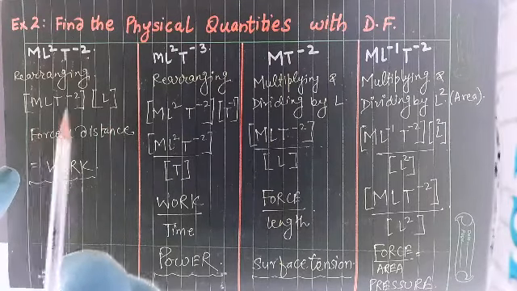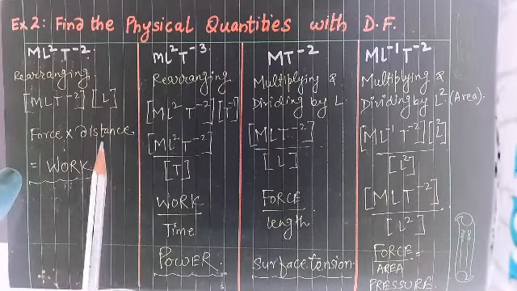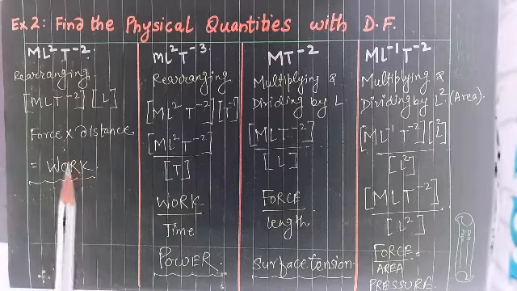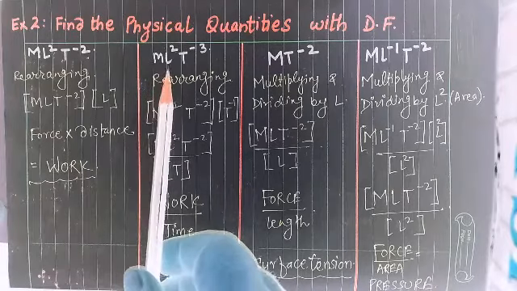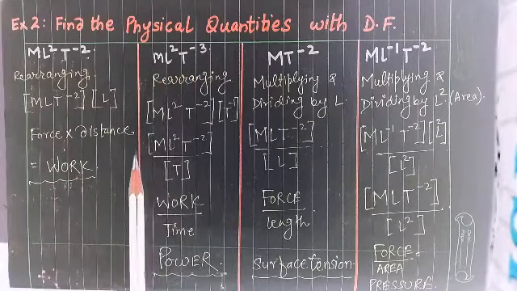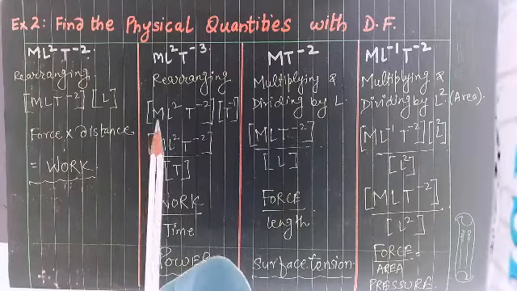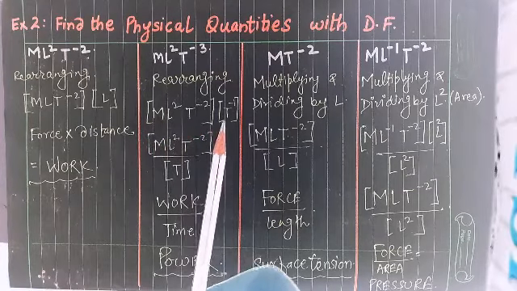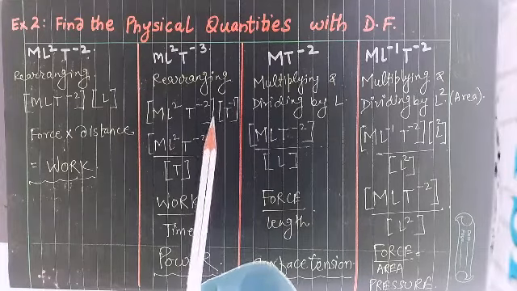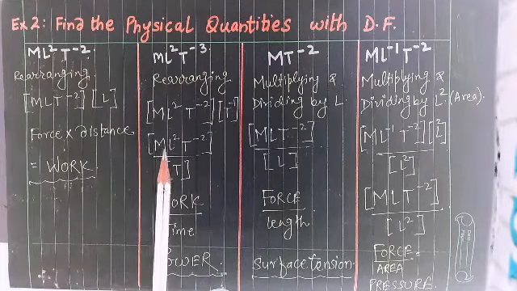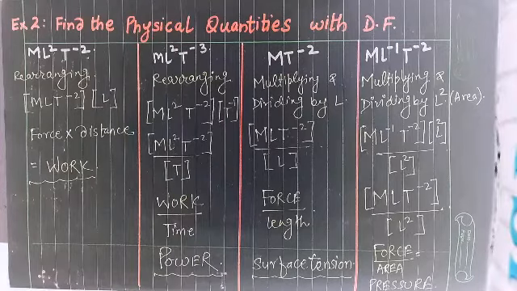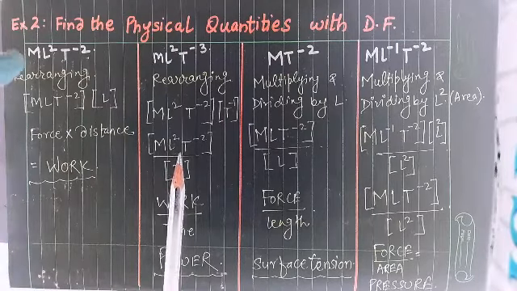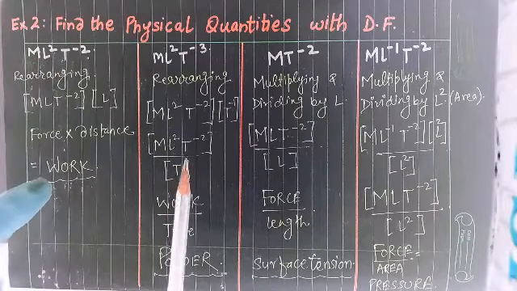Now this becomes force into L, distance, force into distance. Now force into distance you have already studied in 9th, which is work. Next, M L square T minus 3. Rearranging, this becomes M L square T minus 2 into T minus 1. This will be taken to the denominator side and it becomes from minus 1 to plus 1. Now this becomes work because M L square T minus 2 represents our work.